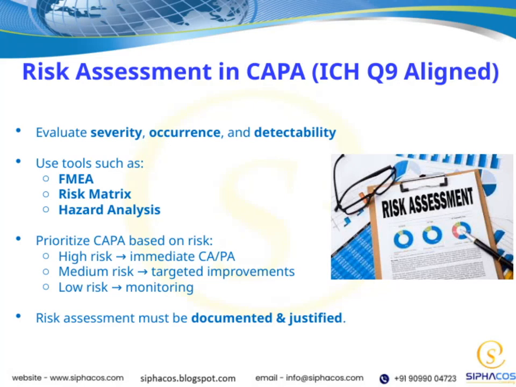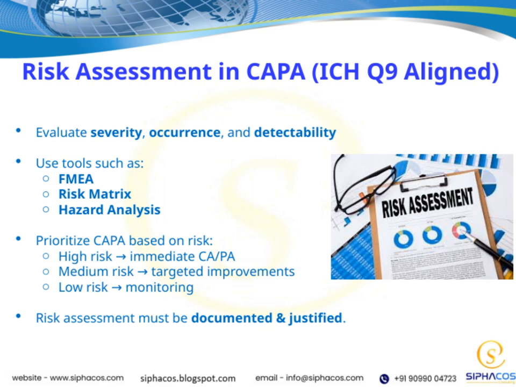Now, let's talk about evaluating severity, occurrence, and detectability. These are key factors in assessing risk effectively. To do this, we often use tools like FMEA, the risk matrix, and hazard analysis. Each of these helps us identify where the biggest risks lie and how serious they are. Once we've assessed these aspects, we can prioritize CAPA actions accordingly.